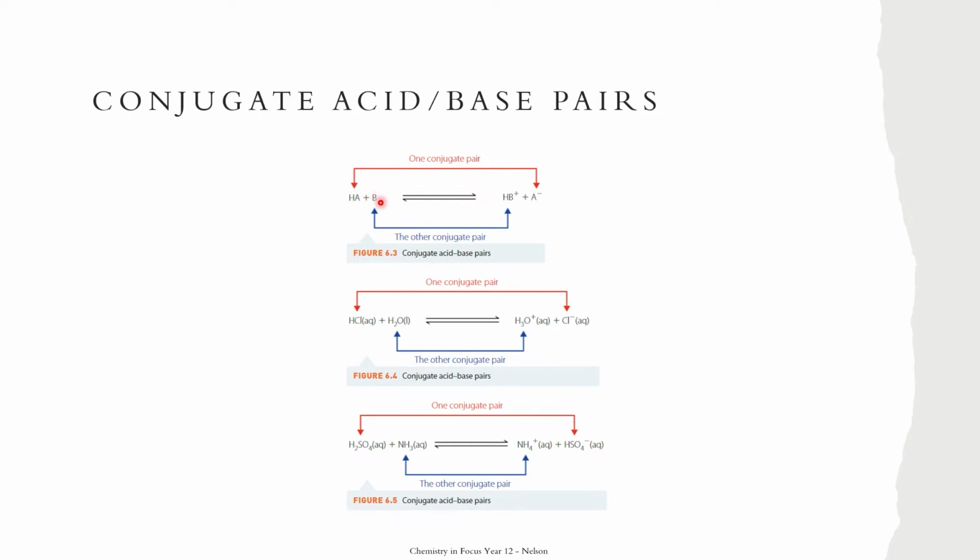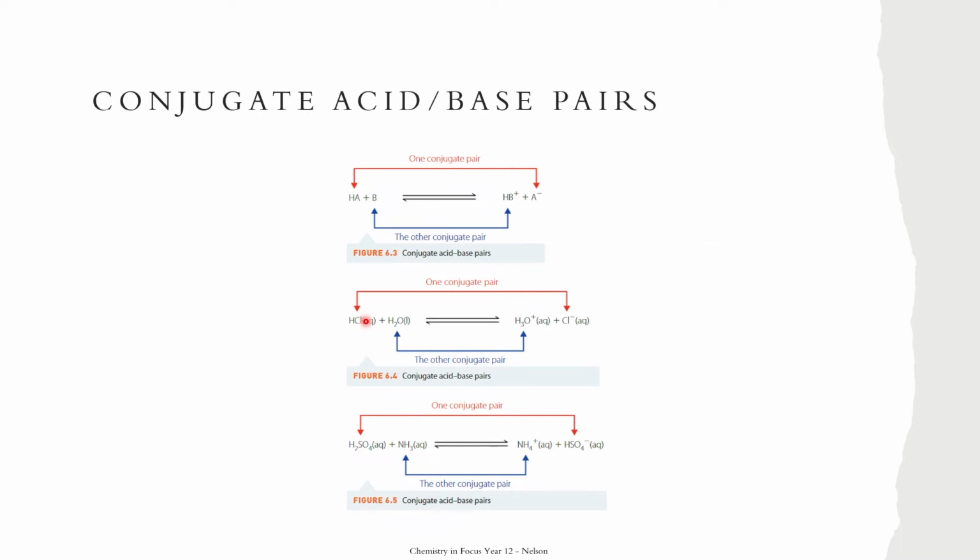We then have B over here, which is the base. It accepts a proton to form HB+. However, when we work in the reverse direction, it acts as an acid, donating its proton and reforming into B. So again, we have another conjugate pair, the base and its conjugate acid.